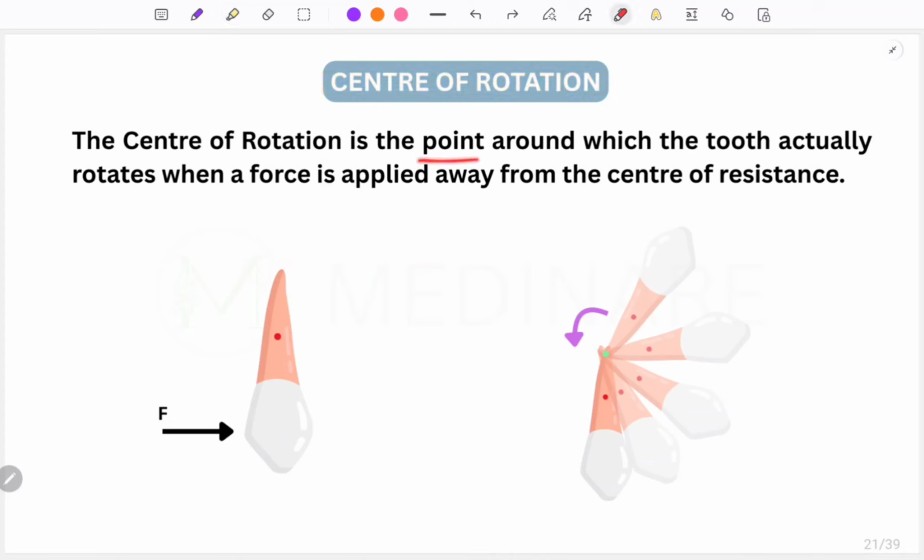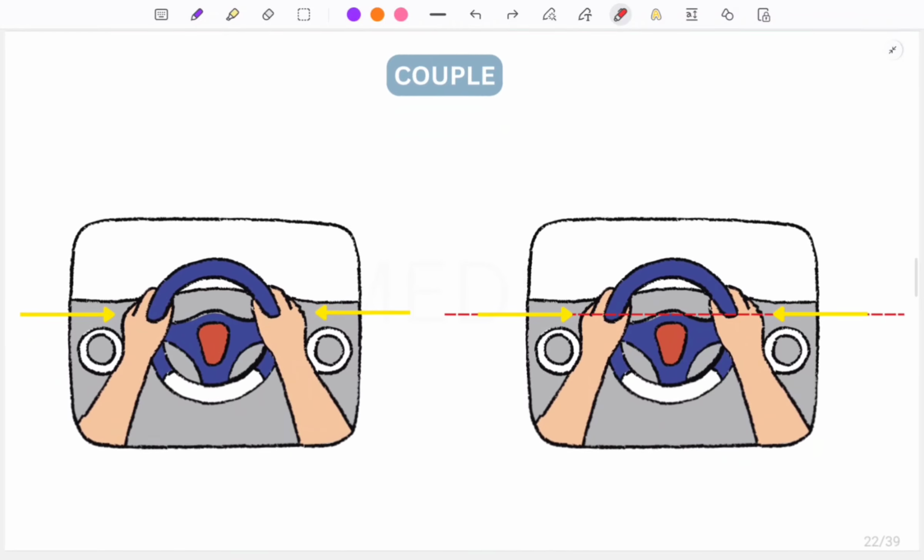Center of rotation is a point around which the tooth actually rotates when a force is applied away from the center of resistance. So this is our original point and it is going to point B, C, D and E. So it will have this green point as a reference point, that is nothing but the center of rotation. Now let's move on to couple.